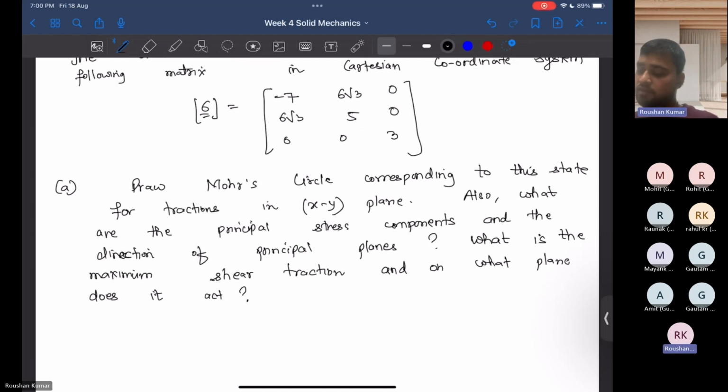So this is the first question I am repeating here. Draw the Mohr circle corresponding to this state for tractions in xy plane. Also, what are the principal stress components and the direction of principal planes? Another thing we have to find is what is the maximum shear traction and on what plane does it act? So this is the first part of this question.